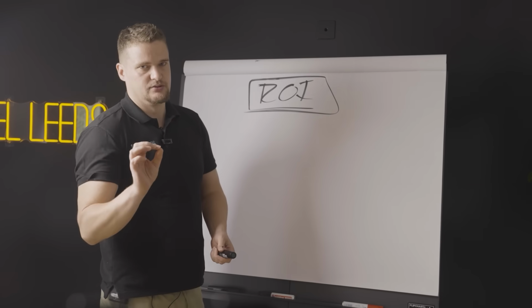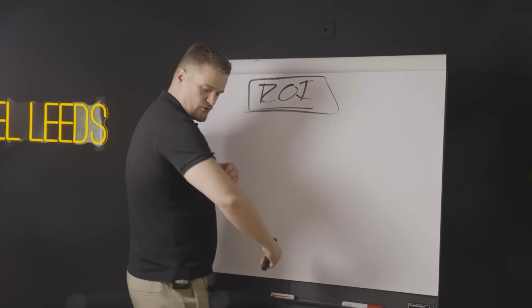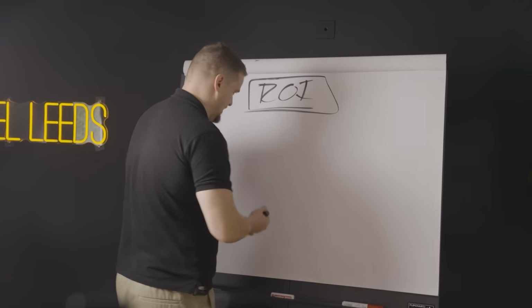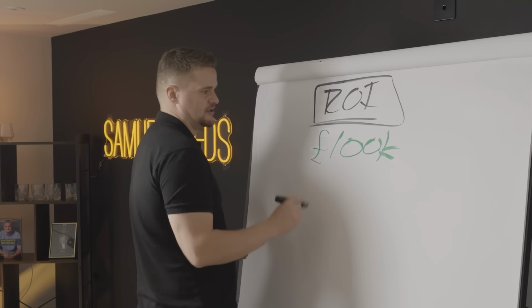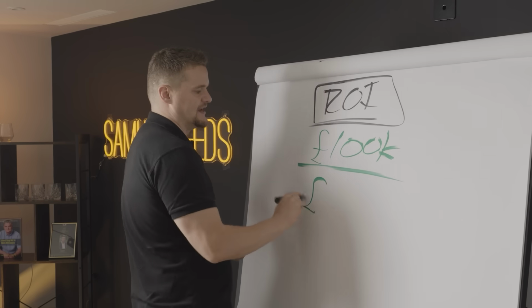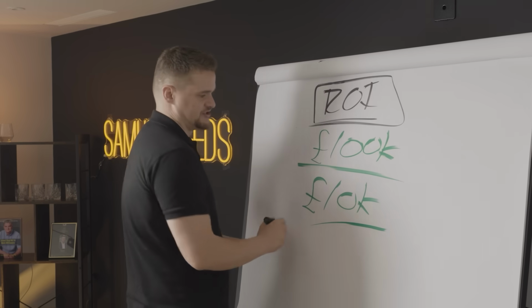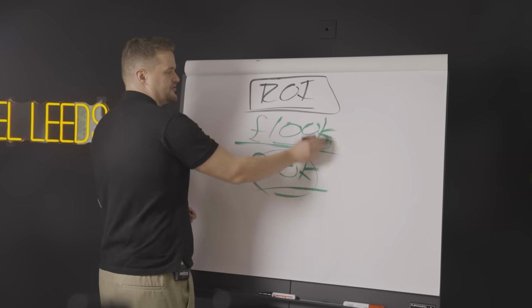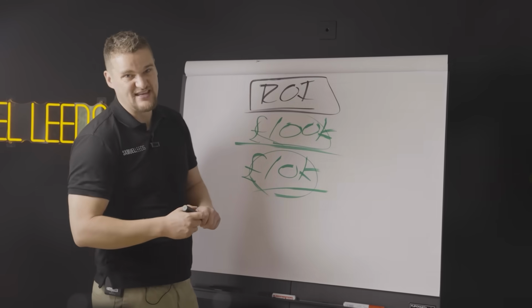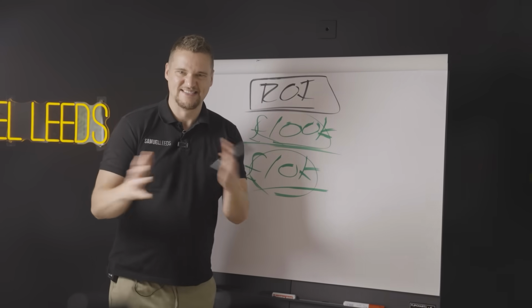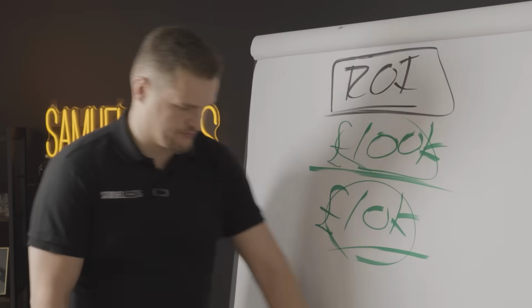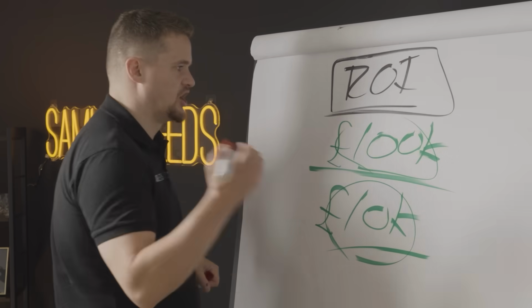It's not yield. Yield is different. So yield is just this. Yield would be the property is £100,000. That's the house. And the rent is 10,000. And you divide the two together and that's going to give you the yield. So that's going to be 10 divided by 100, which is 10%. However, this is yield. This is not return on investment.